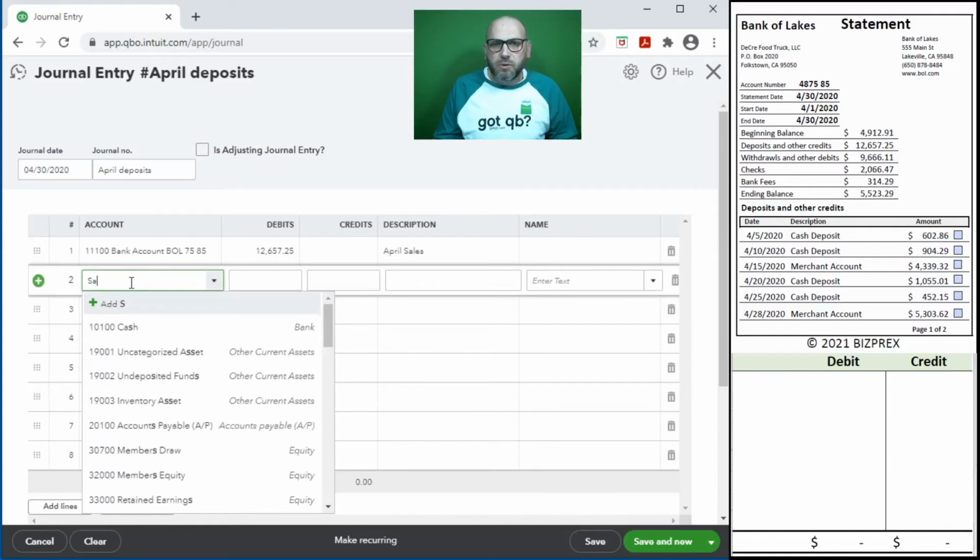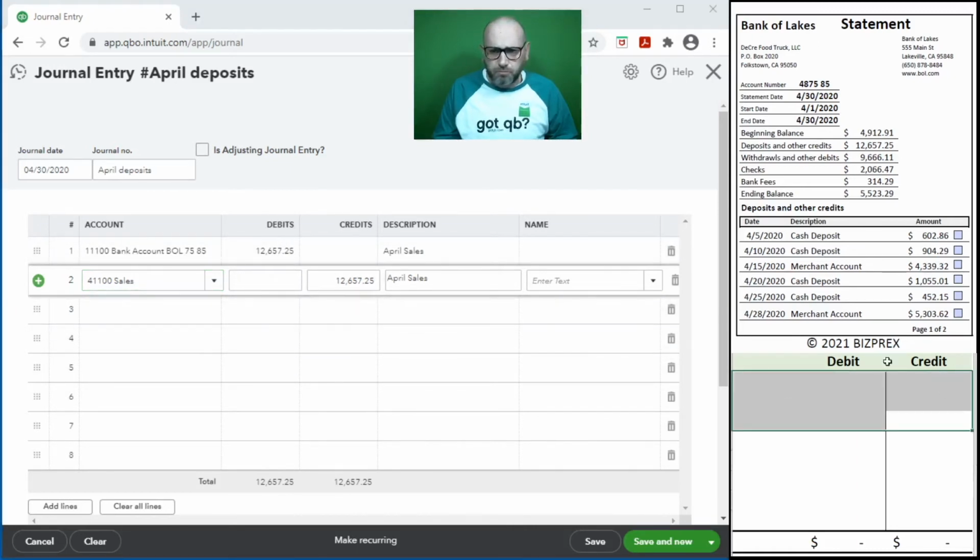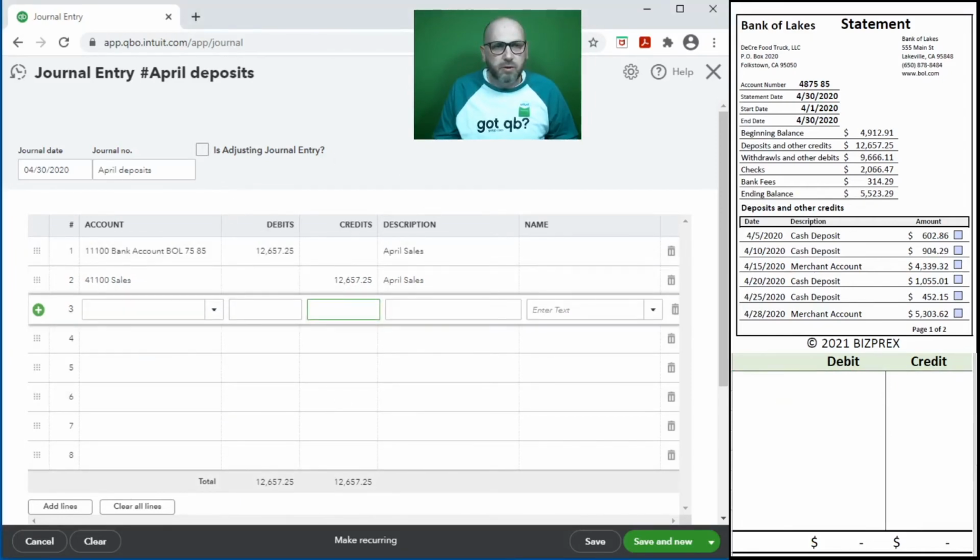What else? Well, our sales are going up, right? Because we know that that increase in cash came from sales. Therefore, sales slash revenue go up when credited right here. And here it is, right? Debit and credit. They are in balance. We can reflect it here, but again, on this interface, it's easy because debits and credits are right here.